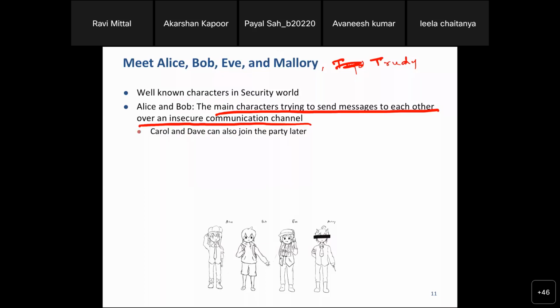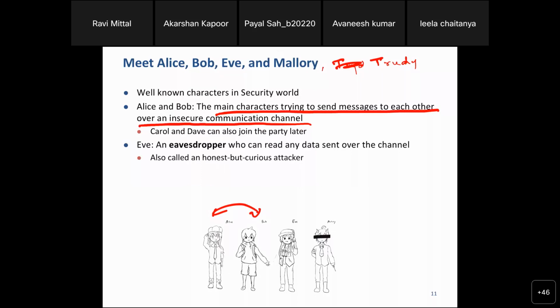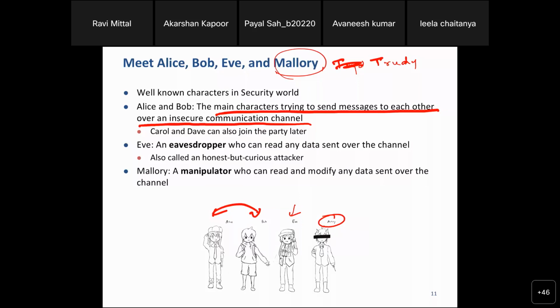So basically Alice and Bob are exchanging messages, and somebody has to be there in between who can do naughty things, like an eavesdropper, and we call it Eve. Eve is the one who will just read the messages. She is curious what's happening between Alice and Bob. But Mallory is a character who is a little malicious in nature, who can change the contents of the message between Alice and Bob, or we can call him a manipulator. So these characters we'll use. Sometimes we'll use Trudy, and Trudy can do both eavesdropping as well as manipulation.